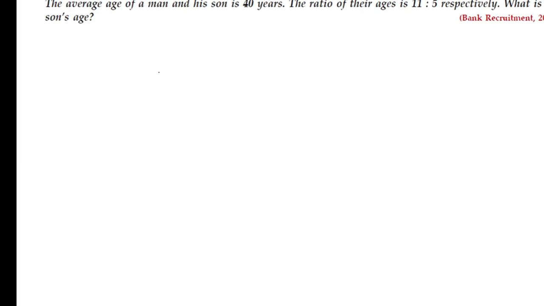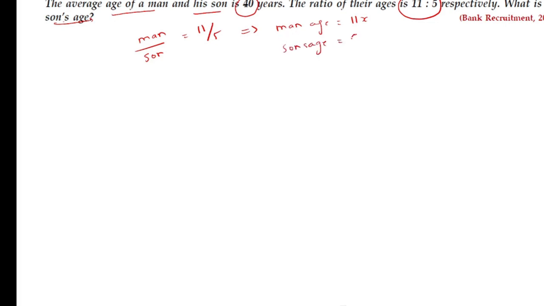Here, given the average age of a man and his son is 40 years and the ratio of their ages is given as 11:5. What is the son's age? He's asking about the son's age. So the ratio of man to his son was given as 11/5. So I'll take the man's age as 11x and the son's age as 5x.